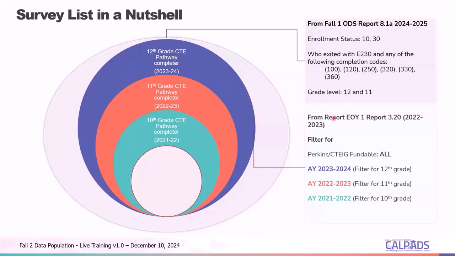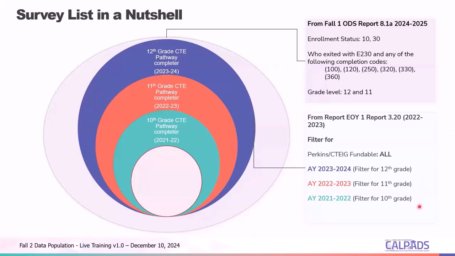And here we will again filter for Perkins CTIC fundable all, and we will run the report 3 times. We'll run the report first, filtering for 12th grade and academic year 2023 to 24 to determine our high school completers who completed a CTE pathway in their senior year. We'll run report 3.20 a second time, filtering for 11th grade and academic year 22 to 23 to determine our high school completers who completed a CTE pathway in their junior year.